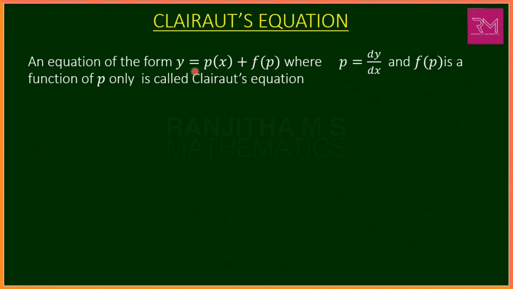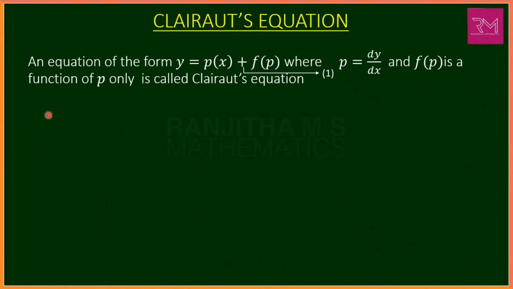So, an equation of the form y = px + f(p), where p is dy/dx, we already know, and f(p) is a function of p only, is called Clairaut's form of equation. Call this equation number 1. So, an equation of the form y = px + f(p) is a Clairaut's equation.